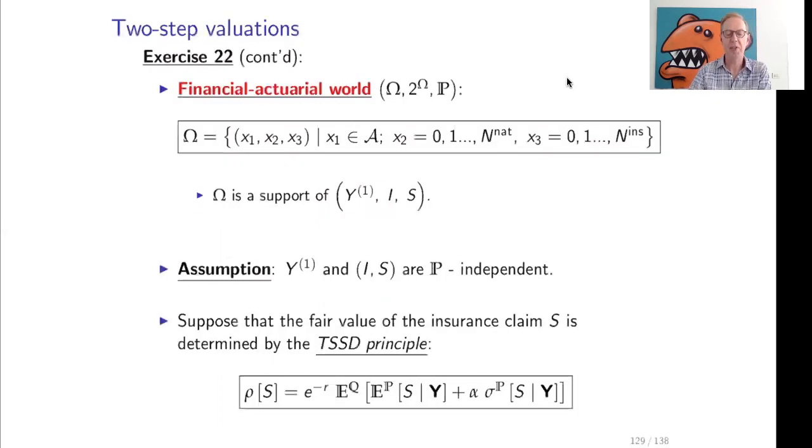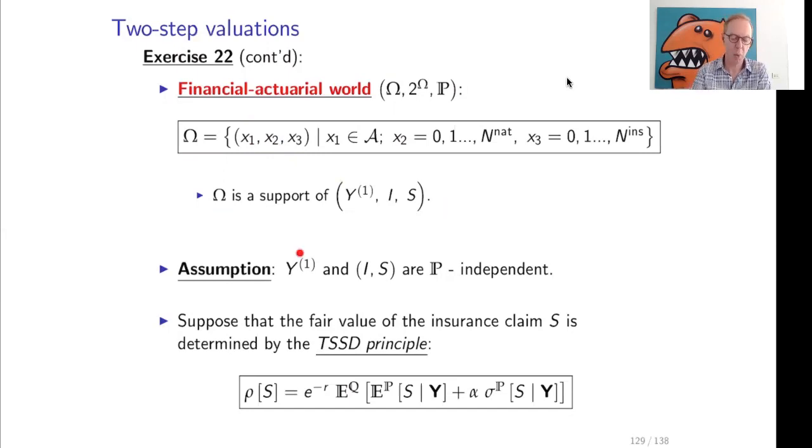Then the financial actuarial world is described by omega to the power omega p, where omega is the set of all scenarios in which we are interested, x1, x2, x3, where x1 is an outcome of the stock, x2 is an outcome of the national population, and x3 is an outcome of the number of insureds. Okay, then hence omega is a support, of course, of y1 is.